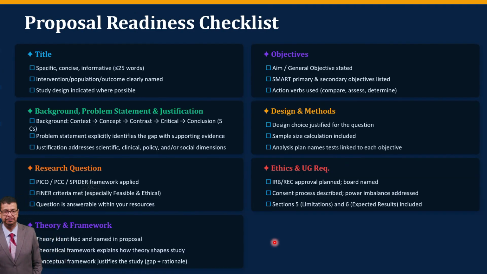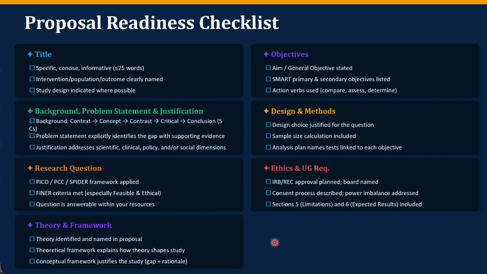This is a very important slide. This is the checklist, so you can take a screenshot of this slide as the checklist. The title should be specific, concise, informative, and less than 25 words. You should use a framework, BICO, BCC, or Spider. Please go back and see the examples related to this framework.